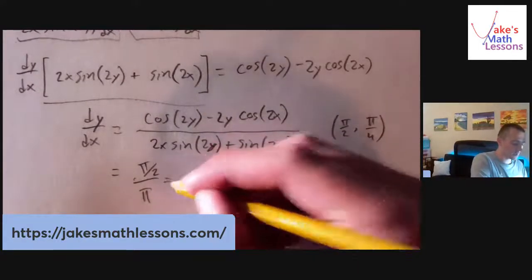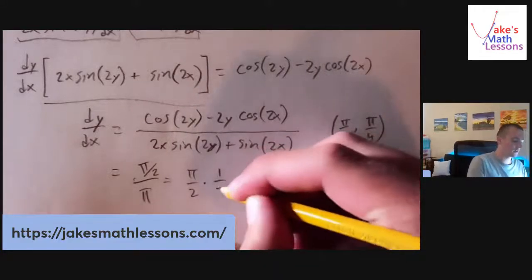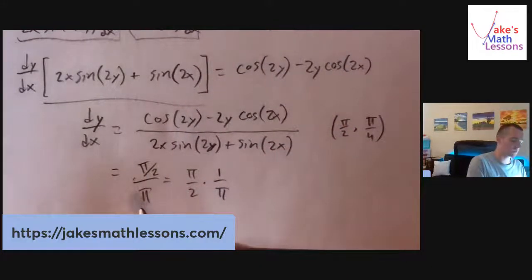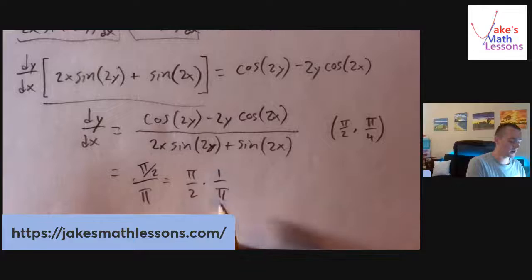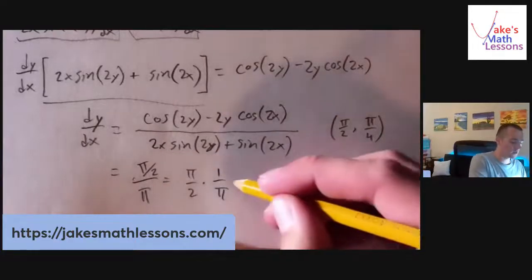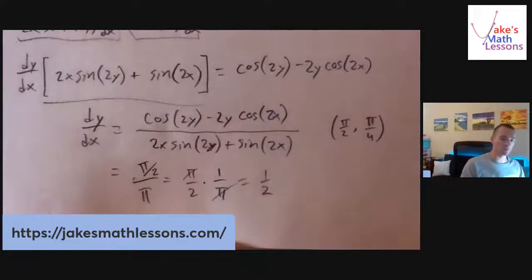Well, this is the same as pi over 2 times 1 over pi, because remember, dividing by something is the same as multiplying by its reciprocal, or 1 over that thing. So pi over 2 times 1 over pi is the same as pi over 2 divided by pi. Then these pi's cancel, and we just get 1/2. So basically, we know the slope of our tangent line needs to be 1/2.